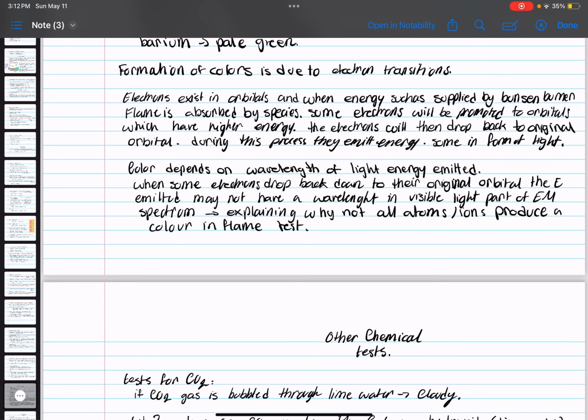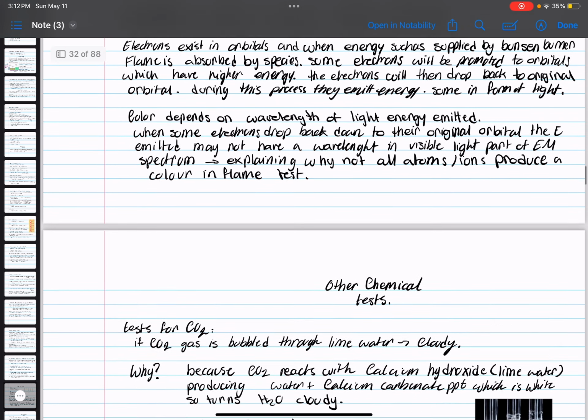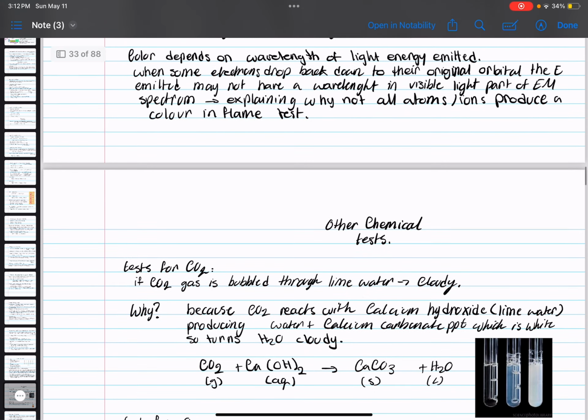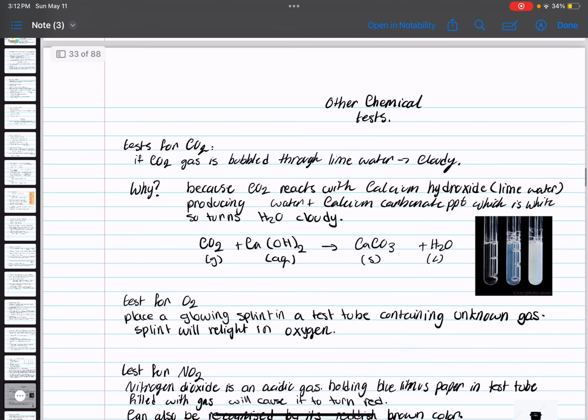Electrons exist in orbitals. When energy is supplied by the Bunsen burner flame, it is absorbed by the species. Some electrons will be promoted to orbitals which have higher energy. The electrons will then drop back to the original orbital, and during this process they emit some energy. Some energy is in the form of light, so the color depends on the wavelength of the light energy. When some electrons drop back down to the original orbital, the energy emitted may not have a visible wavelength. It may be in the invisible part of the electromagnetic spectrum, explaining why not all atoms or ions produce a color in the flame test.